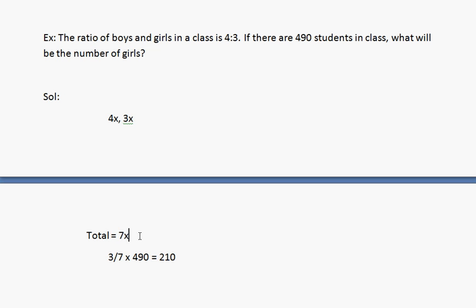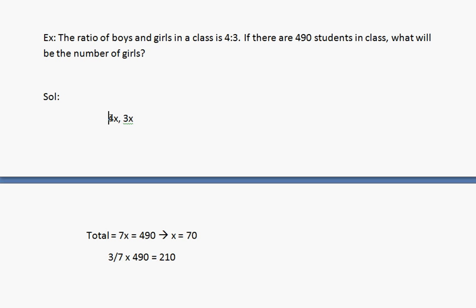So the total number of students is 7x, which means this is equal to 490, which implies x is equal to 70. Now the number of girls is 3x, so the number of girls would be 210. But using ratios we can simplify it.